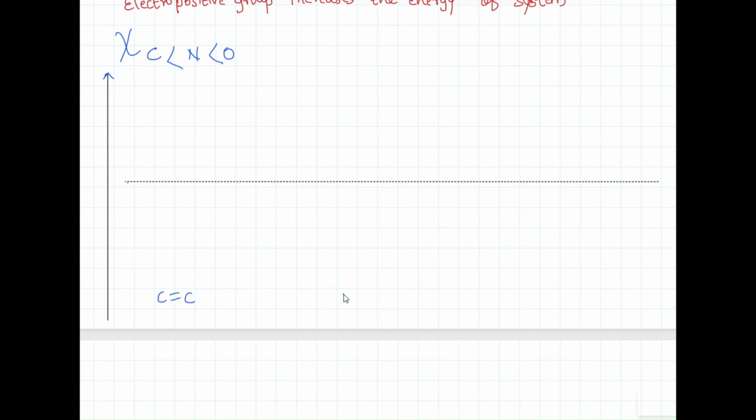C=C, C=N, and C=O. Oxygen is more electronegative compared to nitrogen, compared to carbon. Hence, it will lower the energy. In all the cases, a pi bond will be there, so there are pi and pi star energy levels. This is pi, this is pi star. Due to the electronegative atom, the energy was decreased.